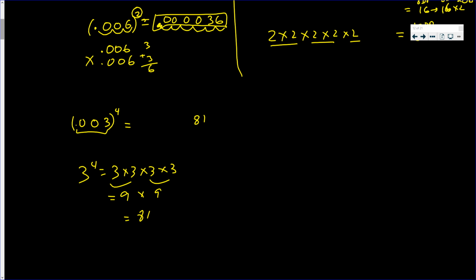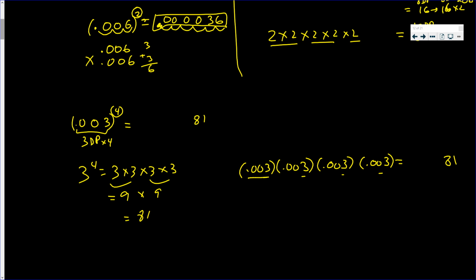This number is a 3 decimal place number, but then you multiply it 4 times, because you're multiplying a 3 decimal place number by itself 4 times. You're going to have 0.003 times 0.003 times 0.003 times 0.003. And when you multiply the 3's, you're going to get 81. But then this number is in 3 decimal places. This number is in 3 decimal places. So is that one. So is that one.